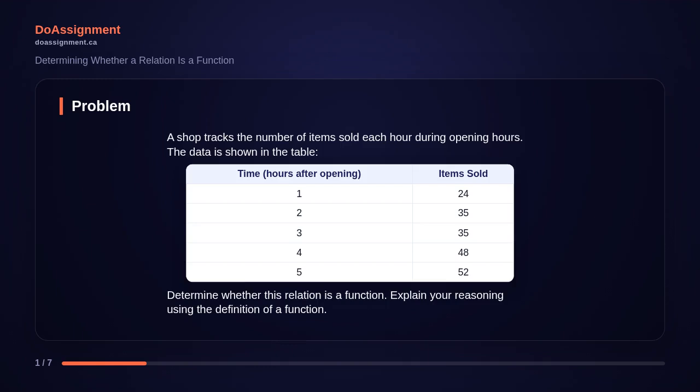A shop tracks the number of items sold each hour during opening hours. The data is shown in the following table. Time in hours after opening, paired with items sold. Hour 1 sold 24 items, Hour 2 sold 35 items, Hour 3 sold 35 items, Hour 4 sold 48 items, and Hour 5 sold 52 items.